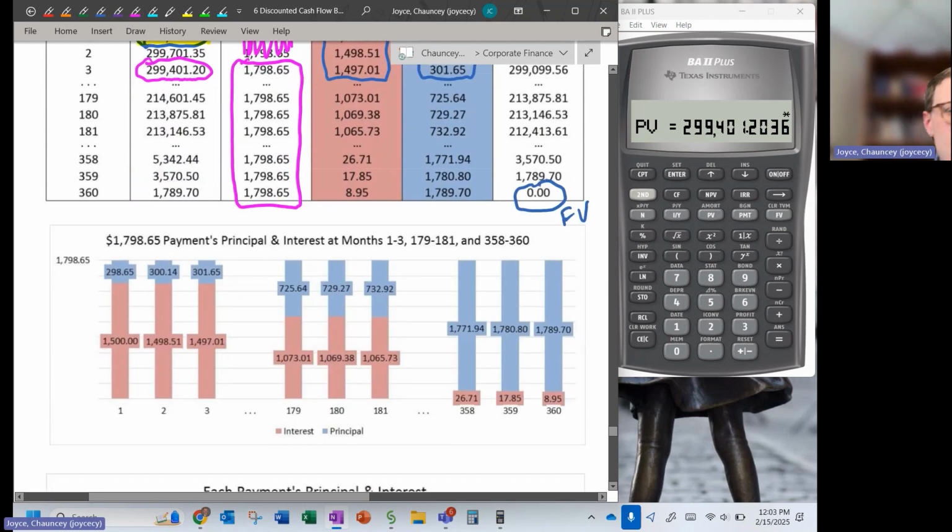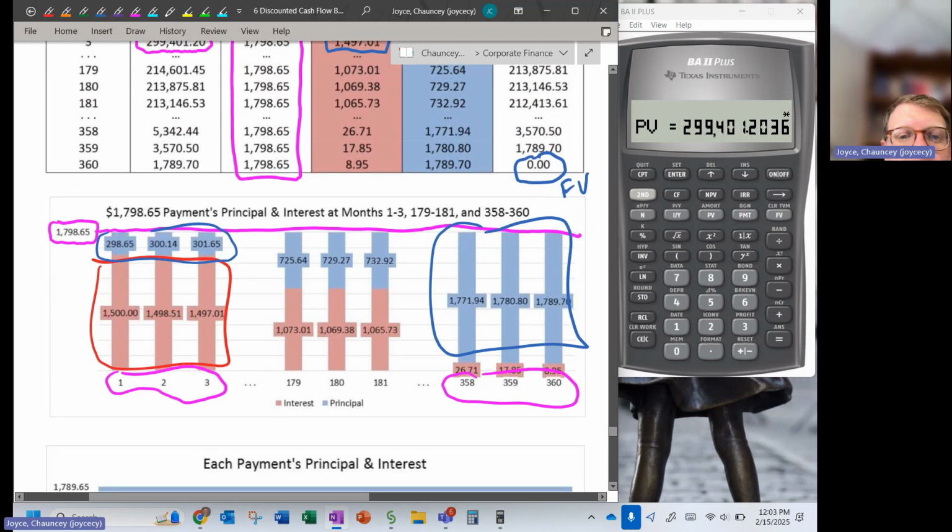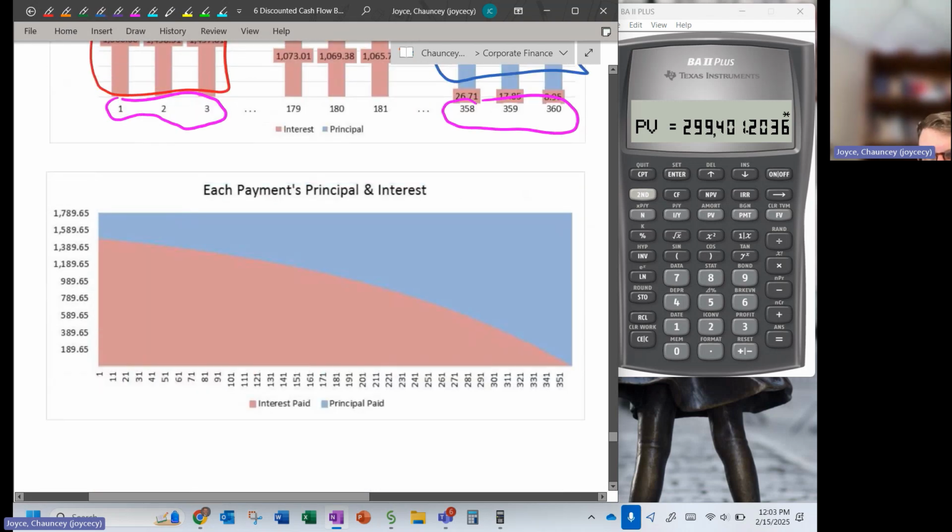So here it is graphed again. Notice this chart has the same height for each payment, payments 1, 2, and 3. And the last 3 have the same height. But what I wanted to show you is the proportion of each that goes towards interest and principal. Initially, those first payments are very high in interest and very little in principal. But then over time, the last 3 are mostly principal and low interest. So don't get that mixed up with each other.